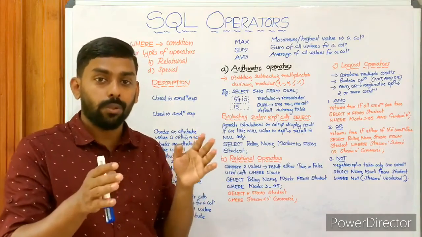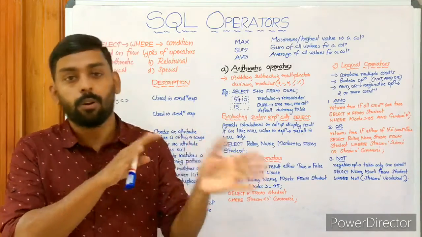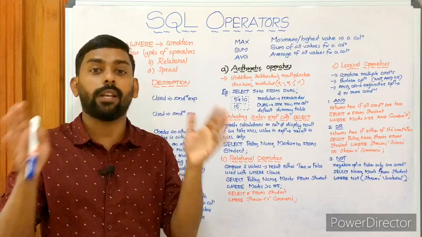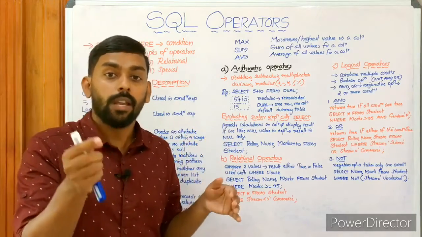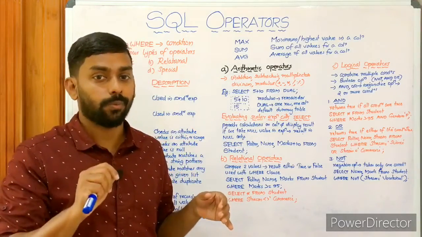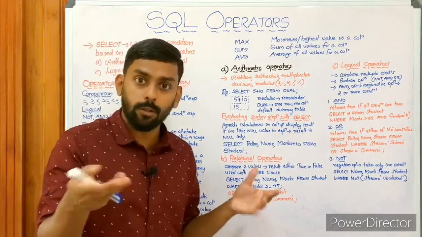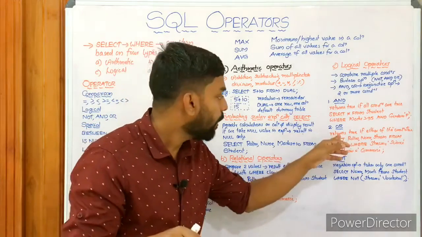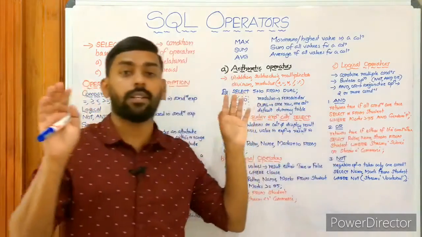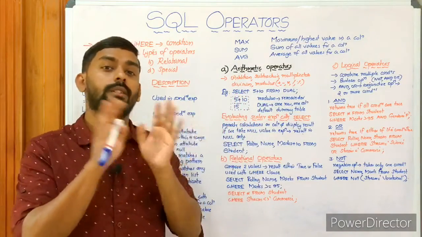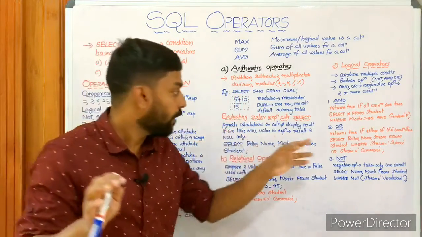OR is just opposite to AND. In the case of AND, both the conditions must be true. In the case of OR, any of the conditions must be true. Both can also be true, no problem. It returns true if either of the conditions is true. Hope you get it.